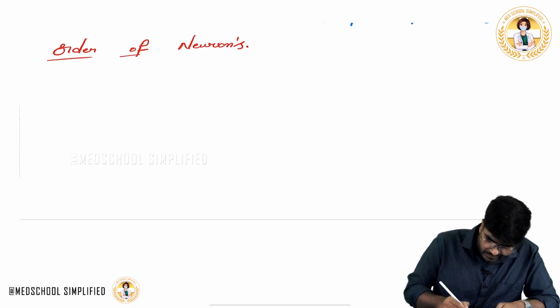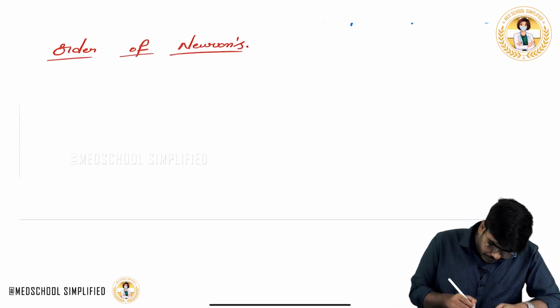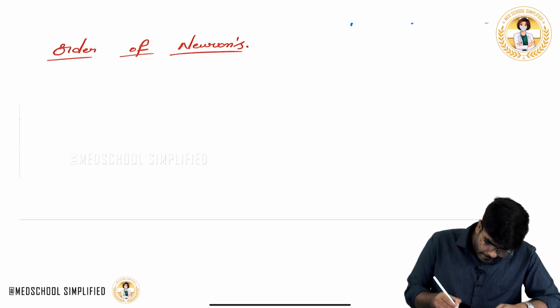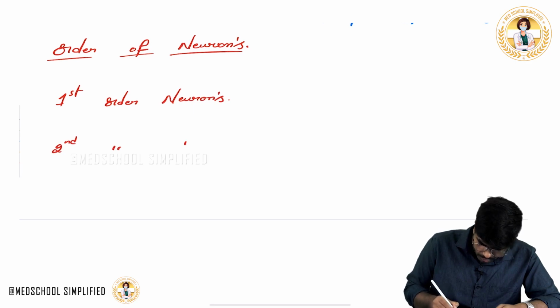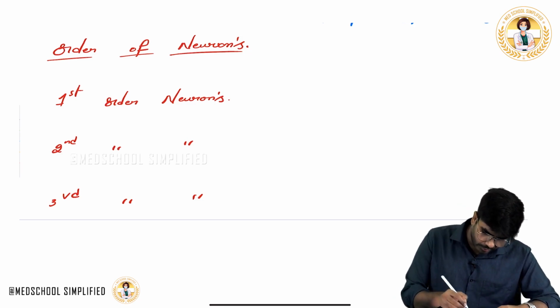Okay, now we have seen different senses. Now, let's talk about the different orders of neurons. How many types of different order neurons are there? There are first order neurons, second order neurons, third order neurons. What is the difference between these first order, second order, third order neurons?